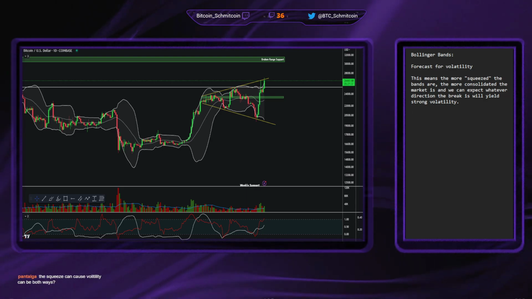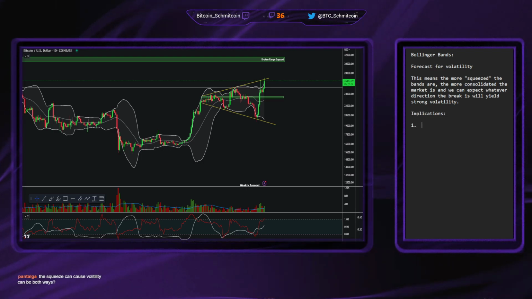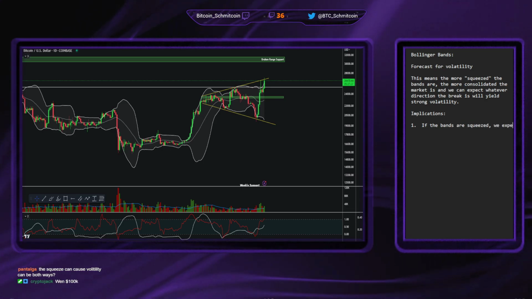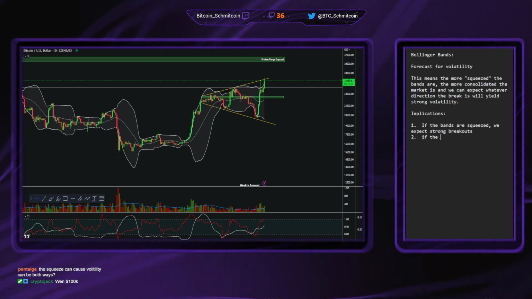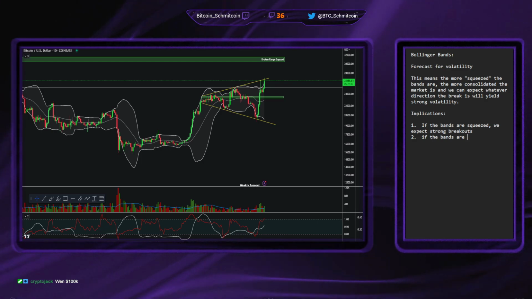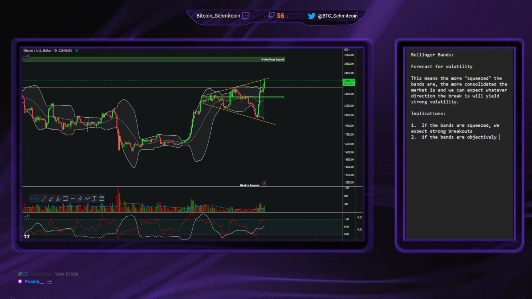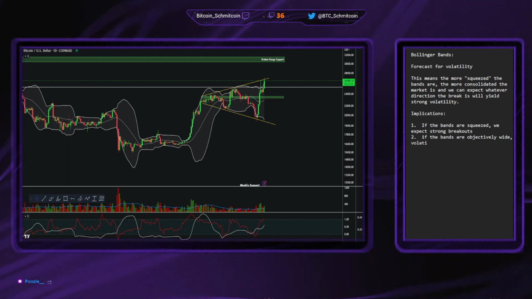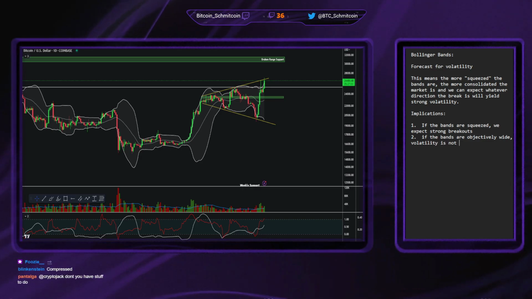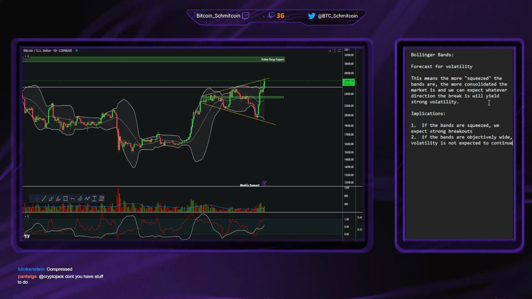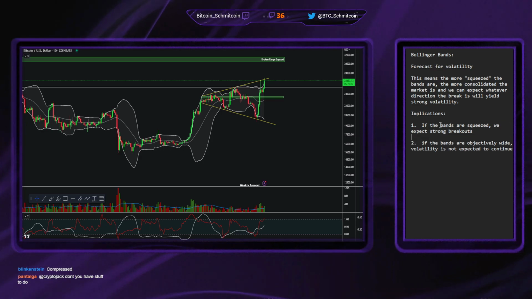Now, I'll say implications, right? If the bands are squeezed, we expect strong breakouts. I forget the actual phrase that Bollinger uses, but he uses Bollinger Band squeeze. But let's say if they are objectively wide, volatility is not expected to continue.